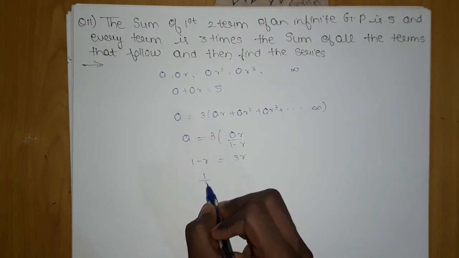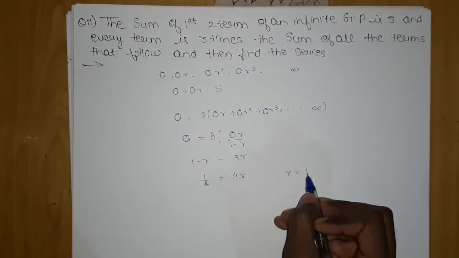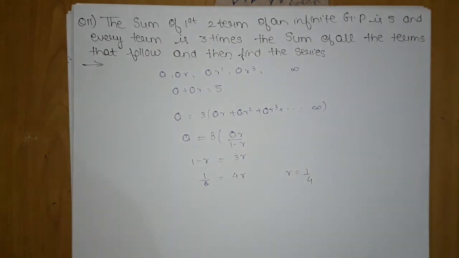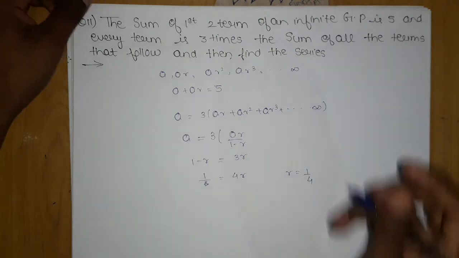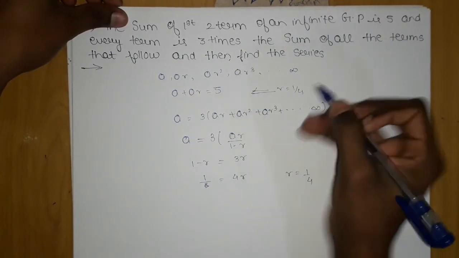So we are getting 1 equals 4r, which gives r equals 1 by 4. If we were getting some number like 3 or 4, then our answer would definitely be wrong, because r should be between minus 1 and 1. That is the infinite GP condition, and yes, we are getting 1 by 4, which tells us we are going in the right direction. Further on, let's put the value of r equals 1 by 4 and get our answer.